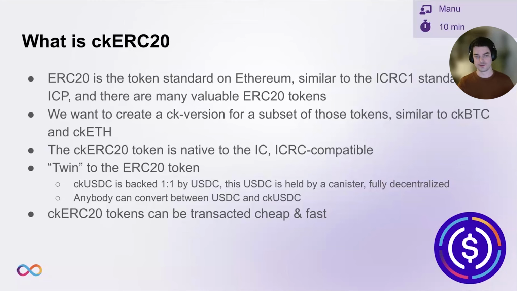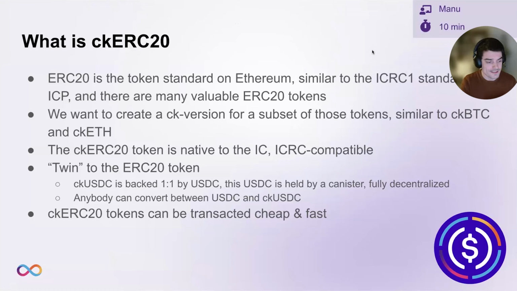And there are many valuable such ERC20 tokens on Ethereum. This feature is about creating a CK version for some of those ERC20 tokens, similar to how we have ckBTC and ckETH on the Internet Computer today. If you're not familiar with those, what we're trying to build is some ICRC token on the Internet Computer which is a twin to some ERC20 token. For example, USDC is an example of such an ERC20 token on Ethereum.